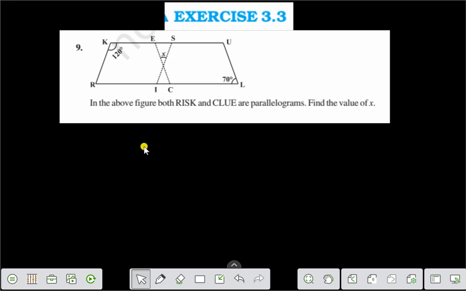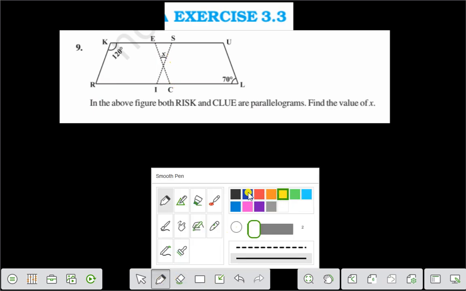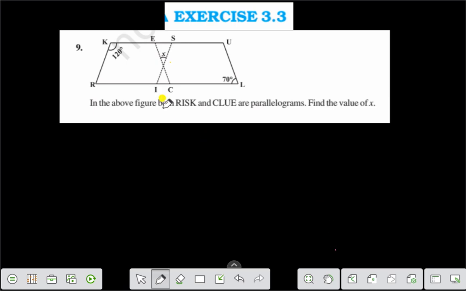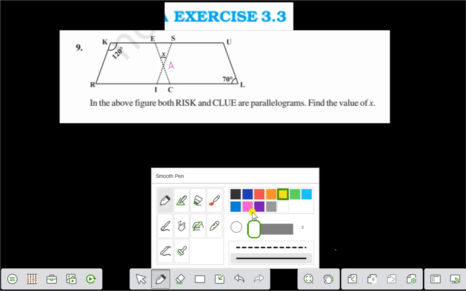To find the value of x, let us first name this point as A. Suppose this intersection point is A. Right? Now in the figure, solving this way, here you see this one.